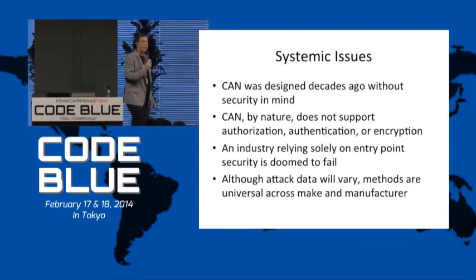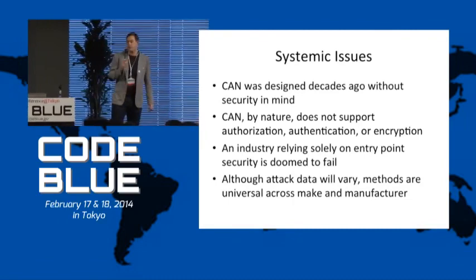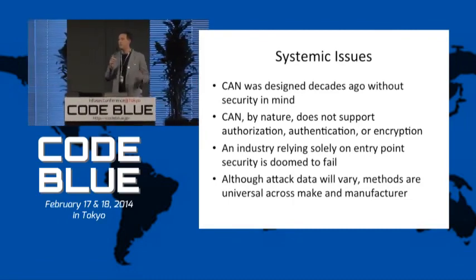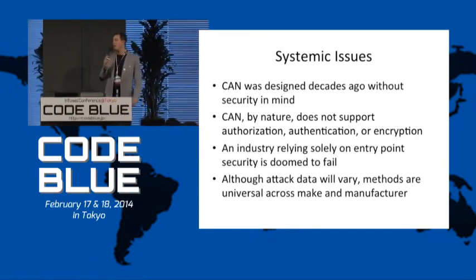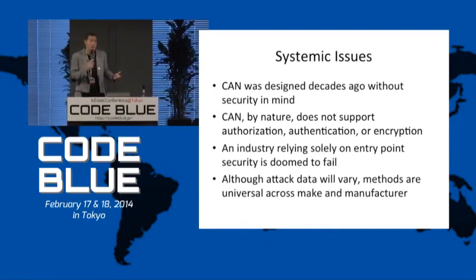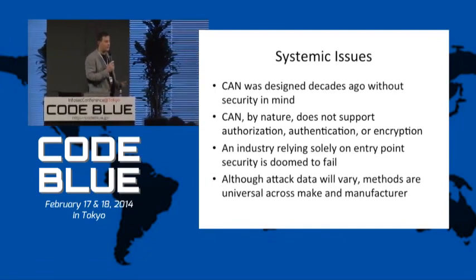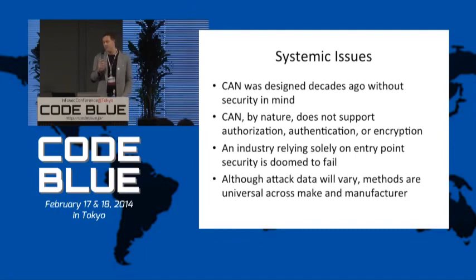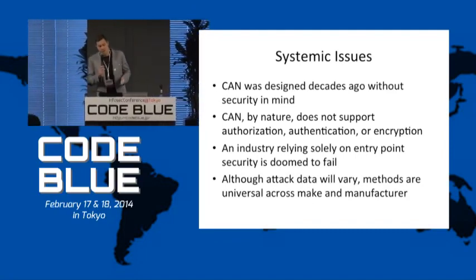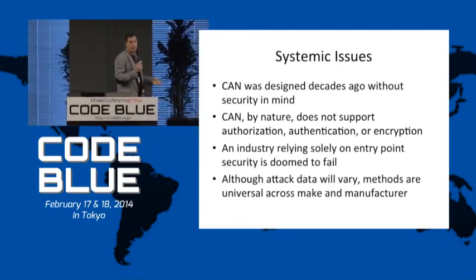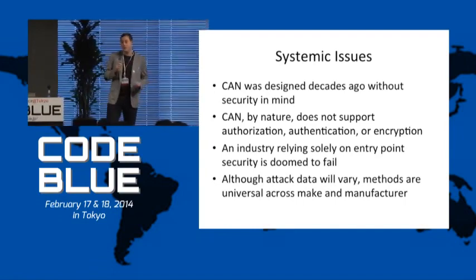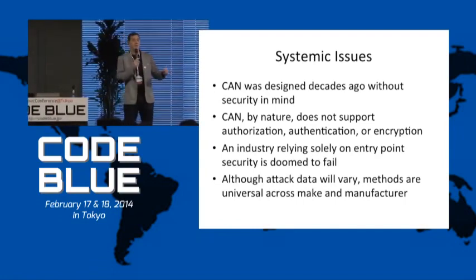One of them is that CAN was designed decades ago by Bosch. They didn't know that cars would ever have connectivity to them. Do you think Bosch in '79 thought a car would have a Wi-Fi hotspot or OnStar to turn off the engine? No, so they designed a simple system that would work under the circumstances. CAN, by design, doesn't support any authorization, authentication, or encryption. So that means that the ECUs on the bus implicitly trust every other ECU on the bus.